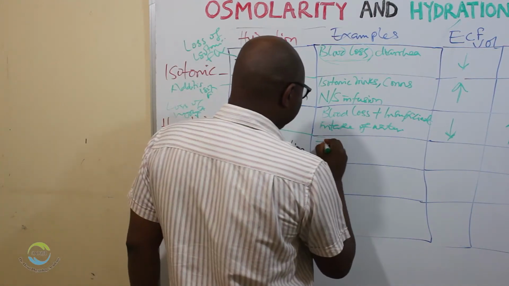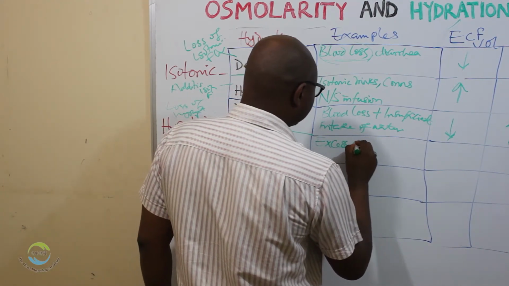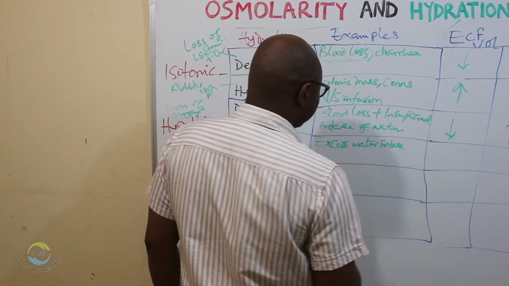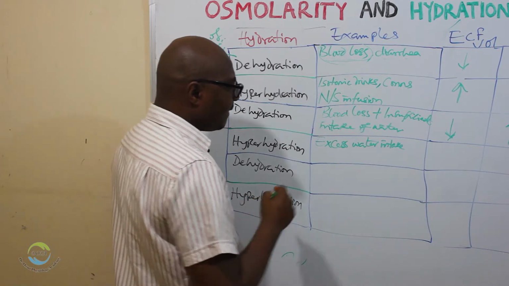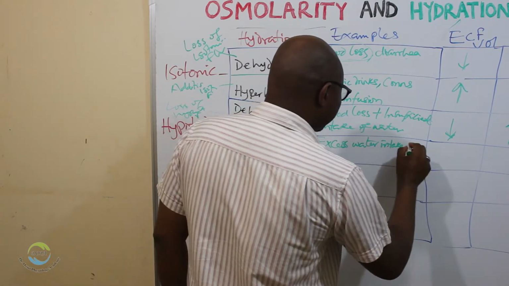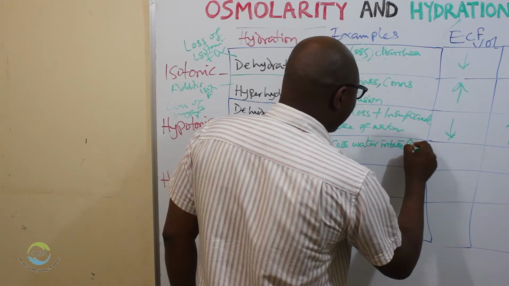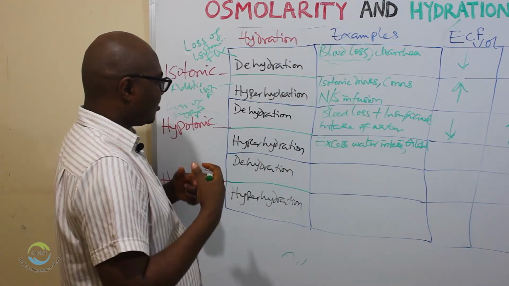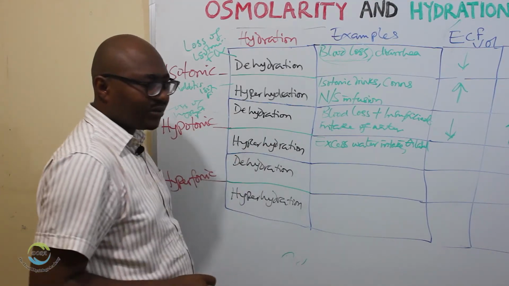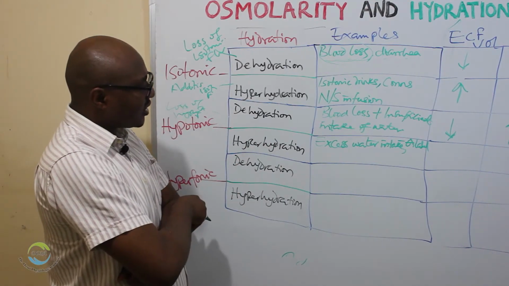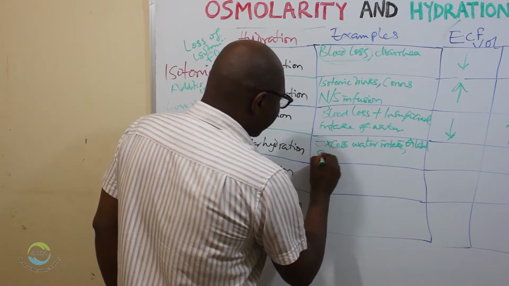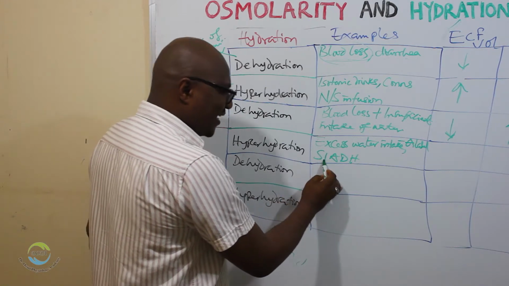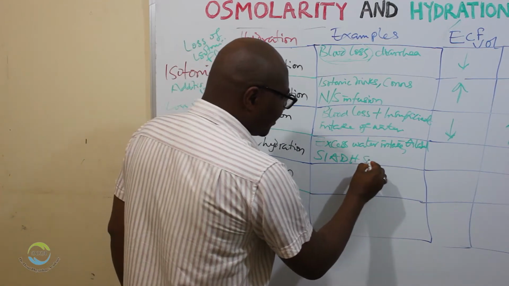So excess water intake. Okay? Or excess water or alcohol. Excess water or alcohol intake will cause hypotonic hyperhydration. There is something else that can cause it. We call it SIADH, syndrome of inappropriate ADH secretion.